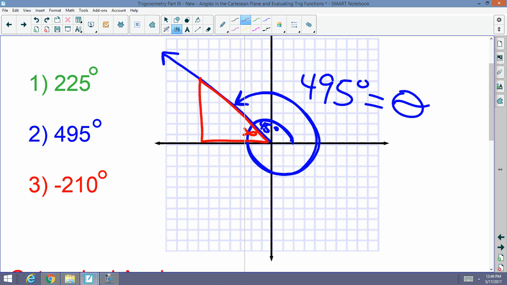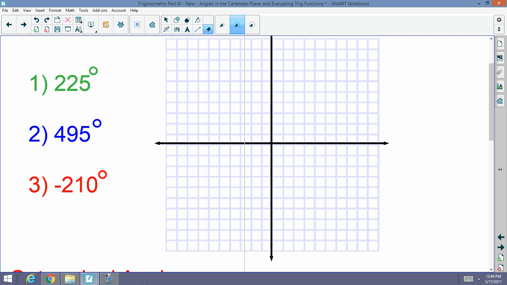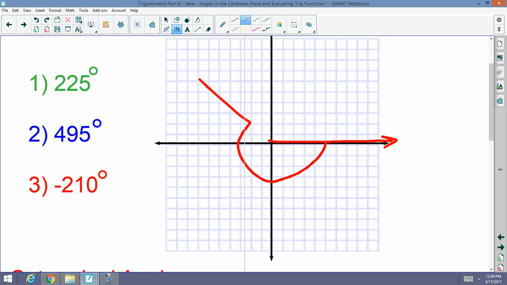And now, how do we do negative 210? Well, negative 210, starting at my initial side, and I'm going down now. So I'm going down 90, 180, and then another 30. And that right there is my angle theta, which in this case is negative 210 because I went clockwise.